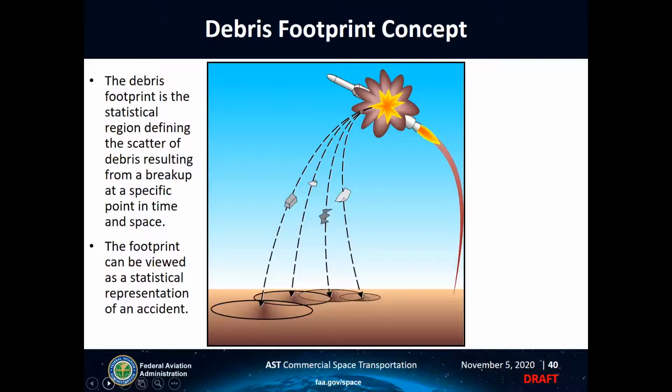It might not necessarily be an accident. It could be just the nominal jettisoning of a stage also can result in a footprint. Sometimes stages jettisoned, especially later in flight, will tend to break up subsequent to jettison. So we'll see a little more about the debris footprint on the next couple of slides.